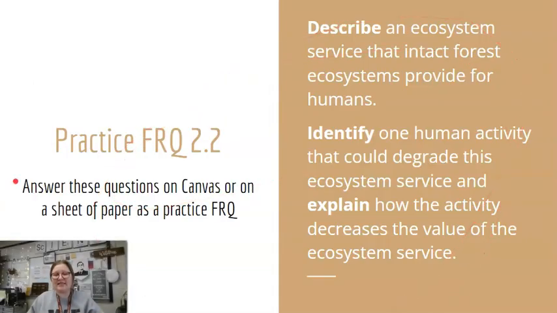All right, we're going to end this lesson with a practice FRQ. There should be space on your notes. If there is not, you can use a separate piece of paper or type it. But you're going to answer these questions to see if that lesson clicked. So first, you're going to describe an ecosystem service that intact forest ecosystems provide for humans. Identify one human activity that could degrade this ecosystem service and explain how that activity decreases the value of that ecosystem service. You can work with a partner or someone else on this. Just make sure you write it down and let me know if you have any questions.